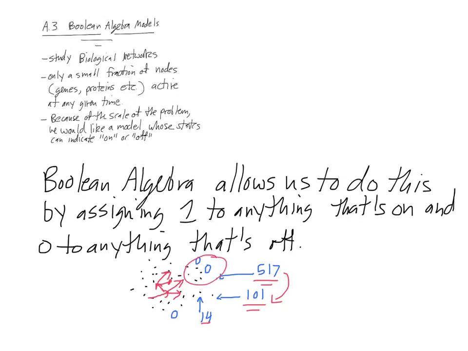So Boolean algebra says, okay, this 517, we're just going to call it a 1. This 101, we're just going to call it a 1. This 14, we're going to call it a 1. And all the zeros, we're still going to call zeros. This significantly reduces the amount of memory that's necessary and the complexity of the model.